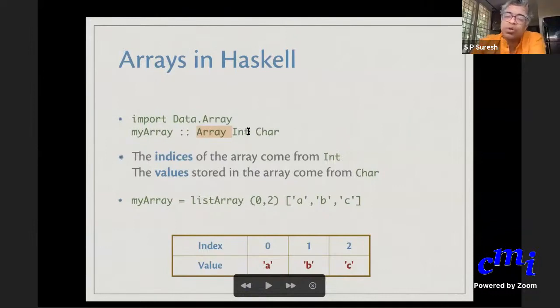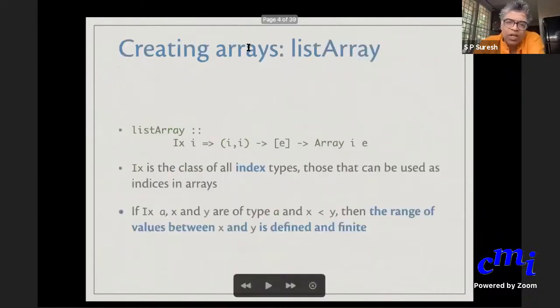Why do you need to store this? Unlike in certain other languages where only integers can be indices, here you can have anything as an index as long as it satisfies certain constraints. We come to that next. List array, the type is index I. You are saying that I is an index type. What is an index type?